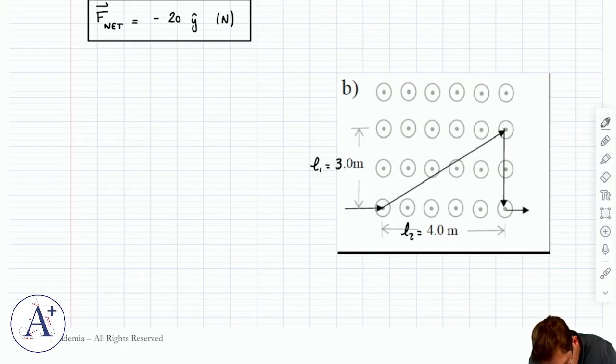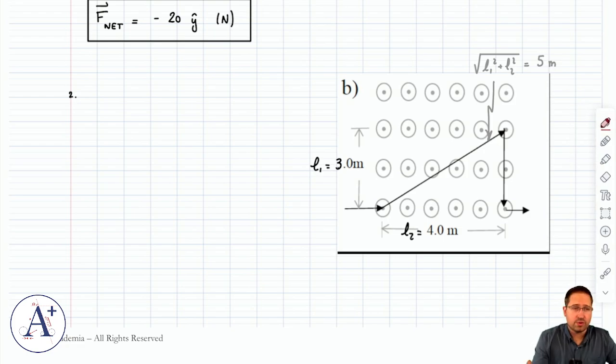The length here of the hypotenuse is going to be square root of L1 squared plus L2 squared, but with no surprise we get 5. It's a 3, 4, 5 triangle. And then if we do the same thing as above, then we can first draw the forces, find the components, and add up to F net. Okay.